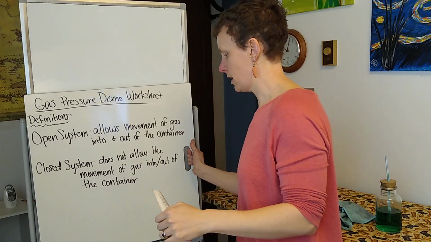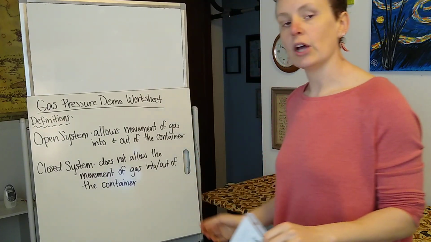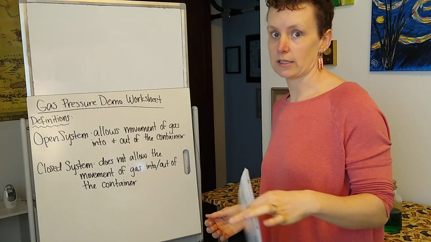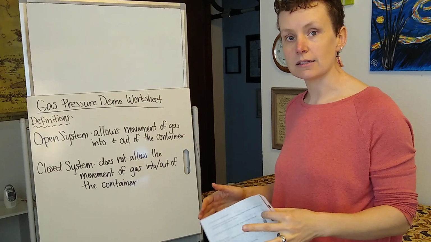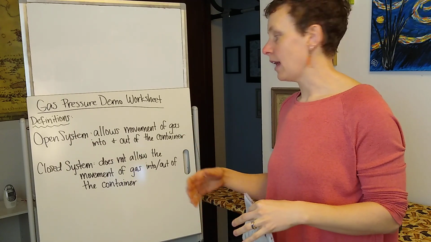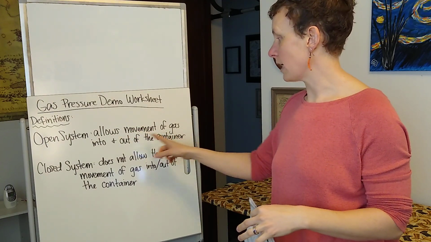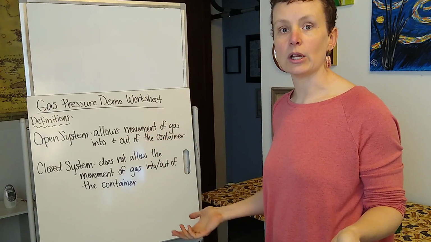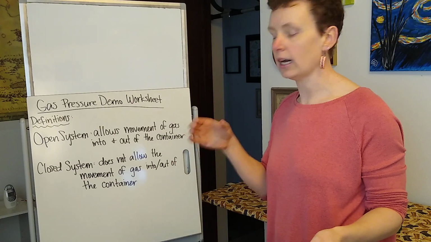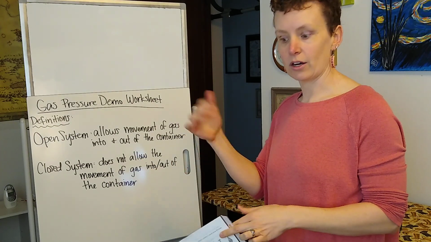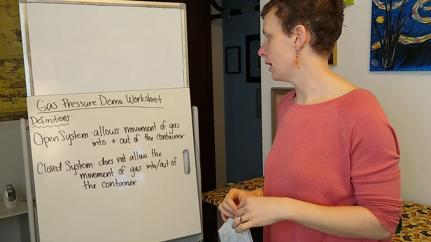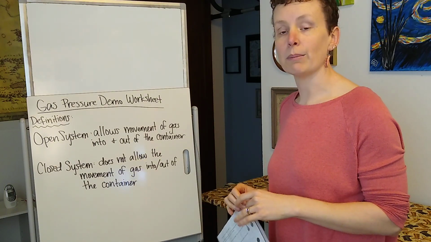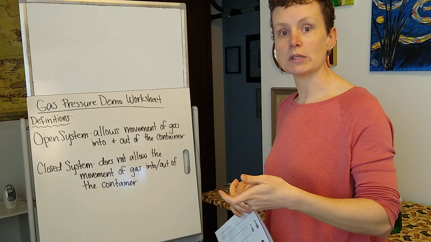Okay, so first off, I have definitions for an open system and a closed system. Okay, so open system, we're talking about gases. So a container that allows movement of gas into and out of it is going to be an open system. So if you just have a cup that's open, the air can go in, air can go out, it is an open system. Okay. Other examples, even a bottle, as long as the lid is off, it's an open system.